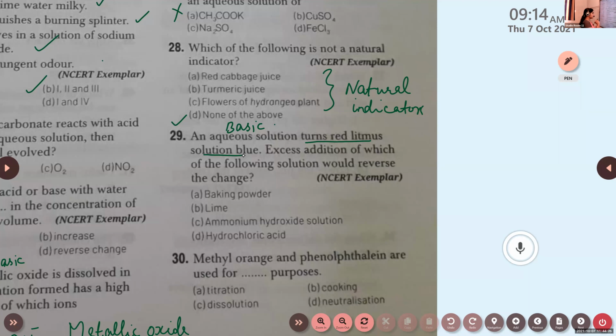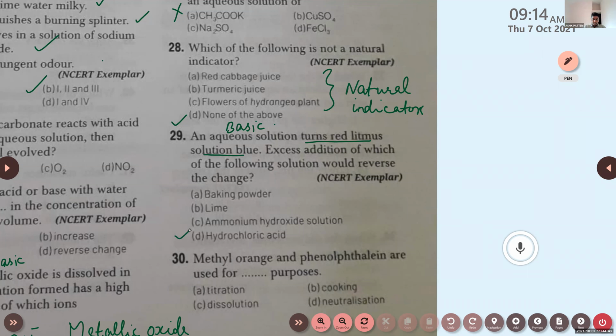Option A, baking powder. Option B, lime. Option C, ammonium hydroxide solution. Option D, hydrochloric acid. Which one? Hydrochloric acid, because it is acidic in nature. When we add excess amount of acid, the solution becomes acidic and this blue litmus paper again turns to red. Clear?